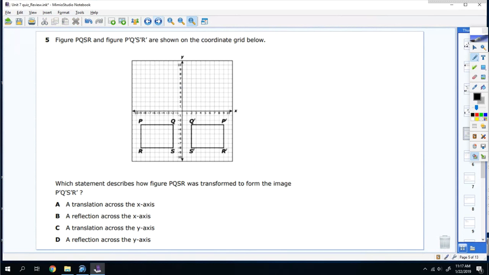And number 5, figure PQRS, PQSR, and figure P prime, Q prime, S prime, R prime are shown in the coordinate grids below. Which statement best describes how figure PQSR was transformed to form the image P prime, Q prime, S prime, R prime? All right, this is a reflection, so automatically A and C are wrong. And it's a reflection across the y-axis, so it's B.